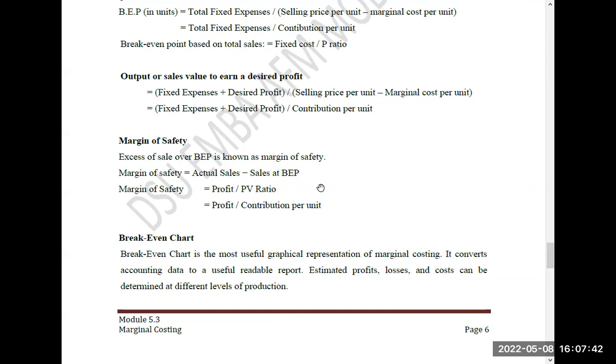Please try the second question. Fixed cost is 90,000, sales is 3 lakh, profit is 60,000. If that is the case, what will be the variable cost? Before going to the first answer and second answer, please tell me what is variable cost. Second question, write down please. I repeat, I'm just reading the data from question number 2. Fixed cost 90,000, sales 3 lakhs, profit 60,000. Variable cost is equal to how much?